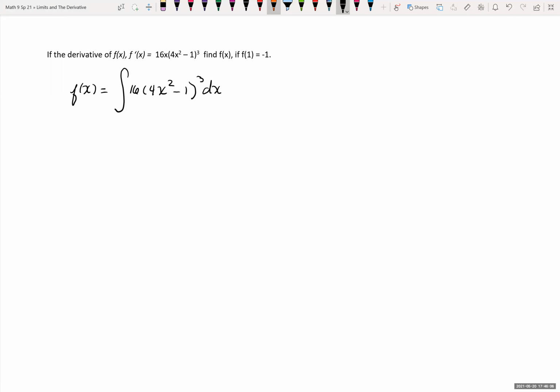So we're going to choose our U value to be what's inside the parentheses again, which is 4x squared minus 1. Take the derivative of both sides. We get du equals 8x dx. And dx then is du over 8x. So when we go back in here, and I forgot to bring down this x in here, so this should have been 16x in front.